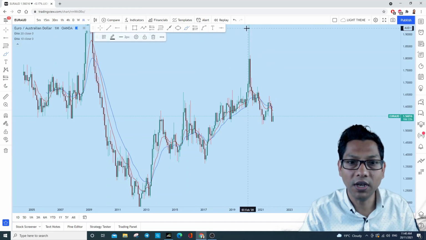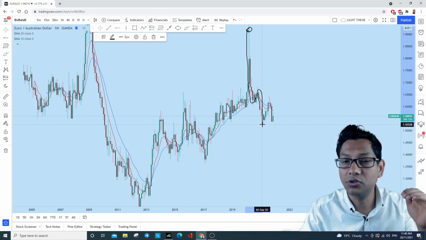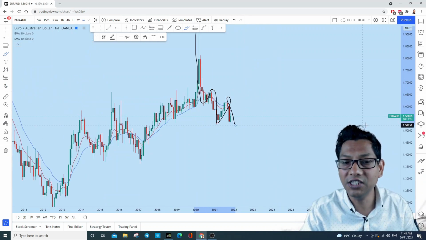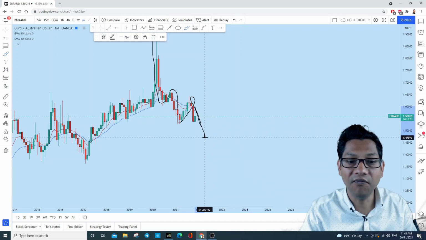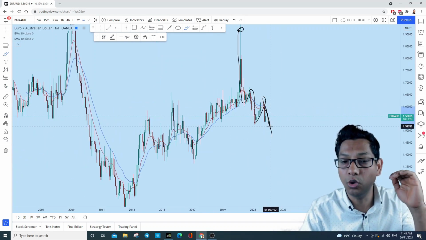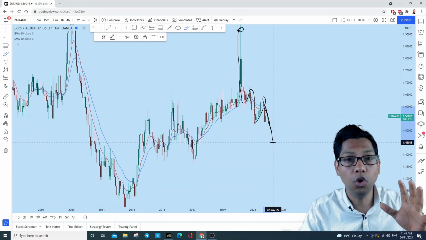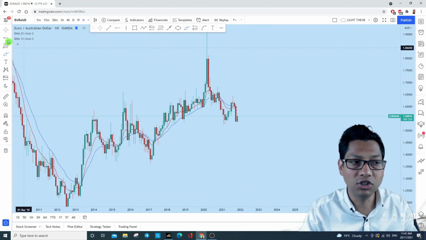Starting from here, what you see is that on the monthly, there has been a big impulse to the downside followed by this correction. There has been another impulse to the downside followed by this correction and then another impulse. Now at this point, we are seeing that Euro AUD is in this impulsive phase. So because it is in an impulsive phase, we can expect Euro AUD to drop and create a new lower low. So with that said, Euro AUD is in a strong downtrend.